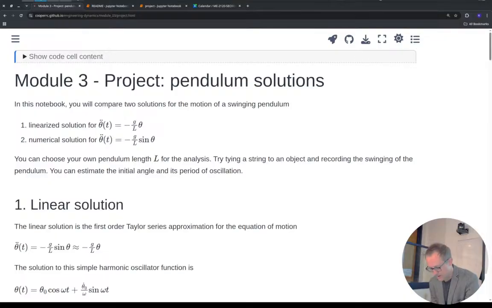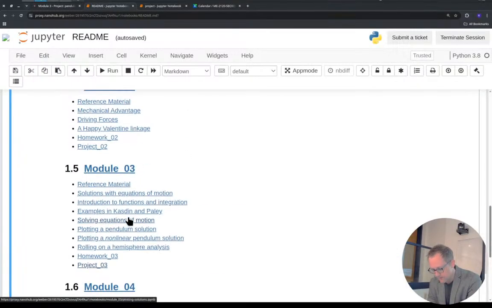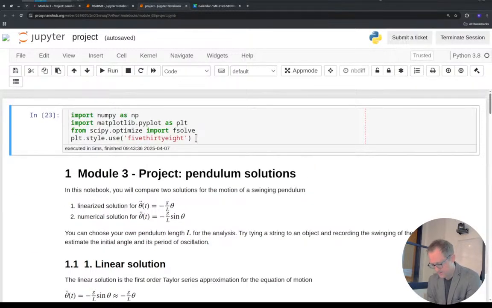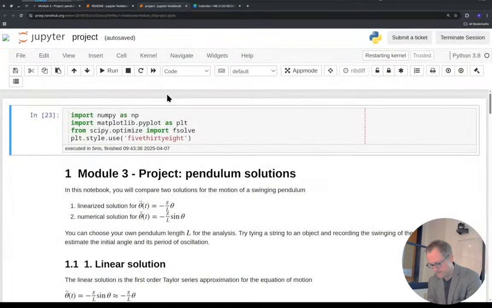I'm going to pull up the actual project, module 3 in NanoHub. Let's go back up to the top, do a restart, and run the first one.